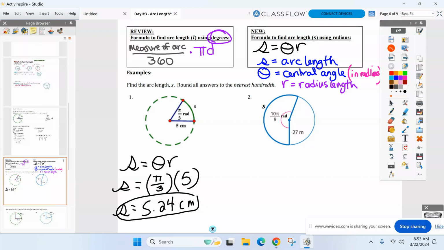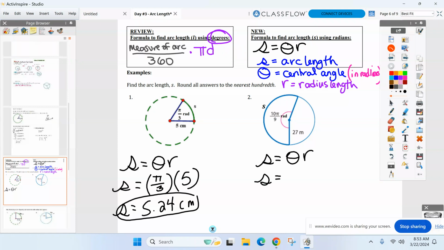Are you starting to see what we're doing today, which is, I can't use the arc length formula from yesterday because my angles aren't in degrees. So that's why I needed this new formula for radians. All right, next up, let's find arc length again. Find S. It's in radians, so that's why I'm using this formula. I don't want to use the formula from yesterday unless it's in degrees.